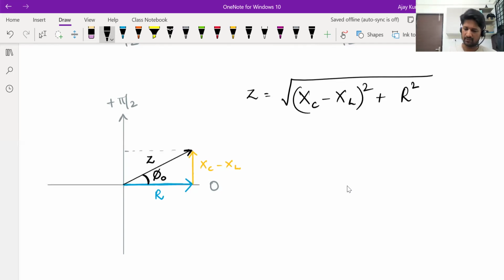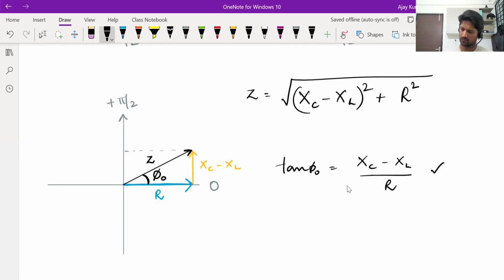And you need this angle phi naught. The opposite side to phi naught is XC minus XL. The adjacent side is R. So you can say tan phi naught is equal to XC minus XL divided by R. That's all. You got the phase angle also.